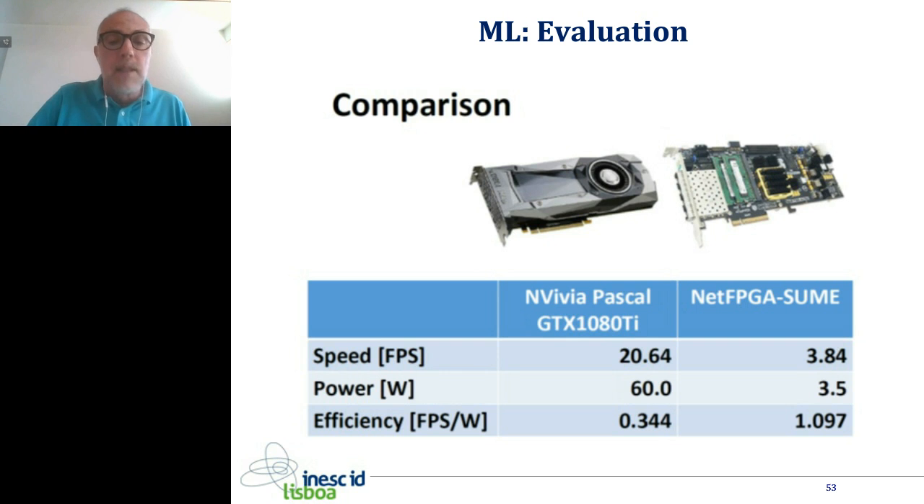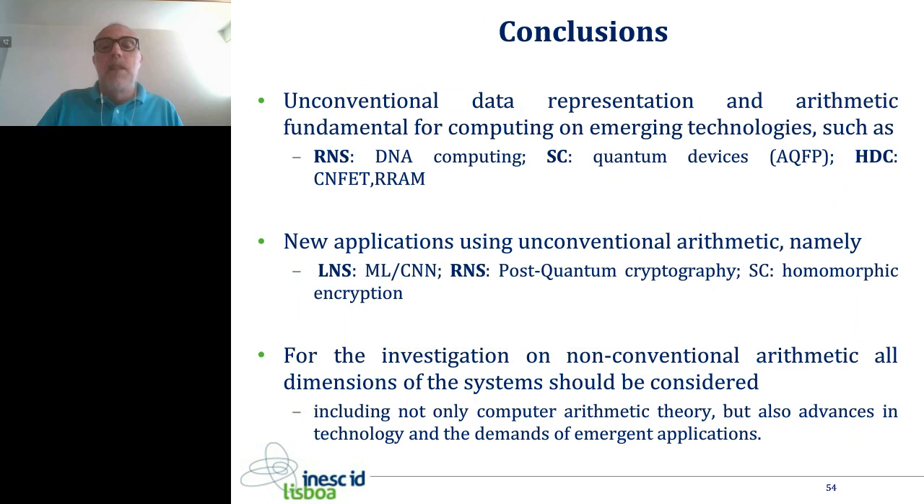So I think I'm exhausting the 1 hour, so let me just briefly give you the conclusion. We can say that unconventional data representation and arithmetic, I hope to have convinced you, are fundamental for computing with emergent technologies. I gave you examples, but only a very small subset of examples.